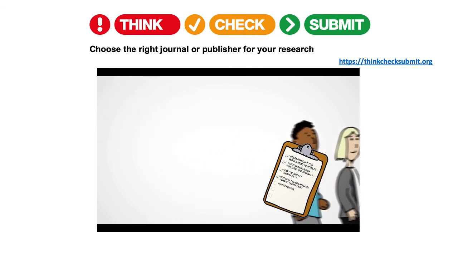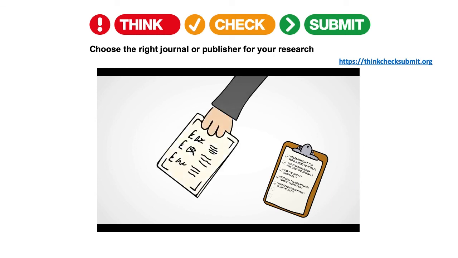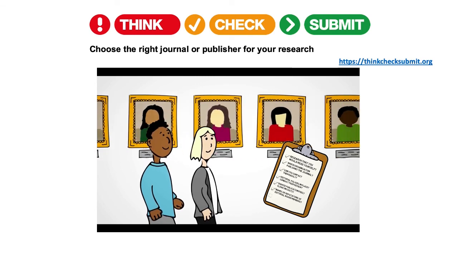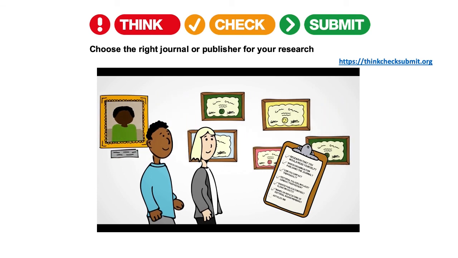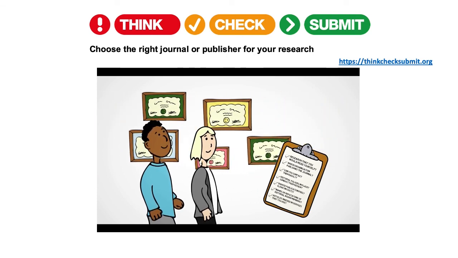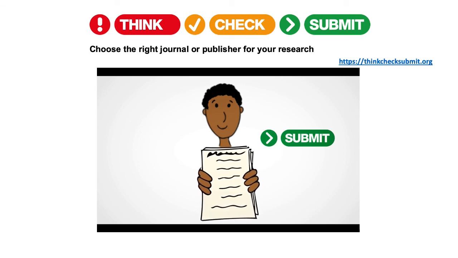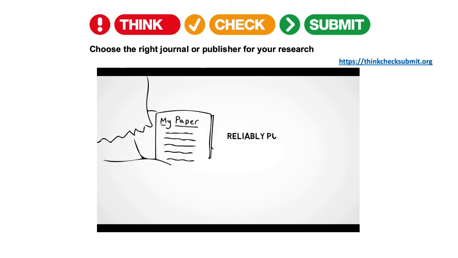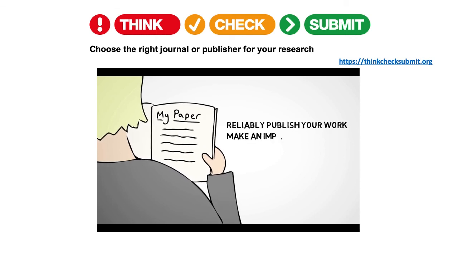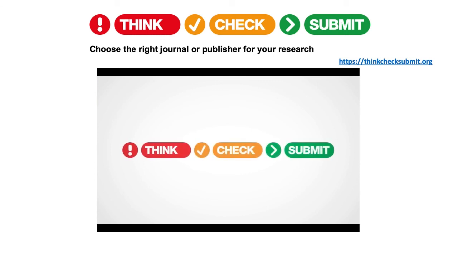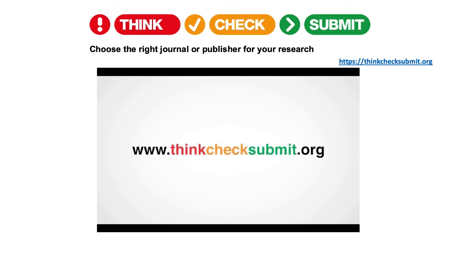Does it charge publication fees? And are they clear about how much they cost? Do you know the names or reputations of any of the editorial board members? Are articles in the journal indexed in any of the services that you use? Step 3. If you can answer yes to most of these questions, then submit. By following these 3 steps, you can identify which journals will reliably publish your work and make an impact in your field. When you finish your next article, remember to think, check, then submit. Check the website for more tips to help you find a trusted journal for your work.